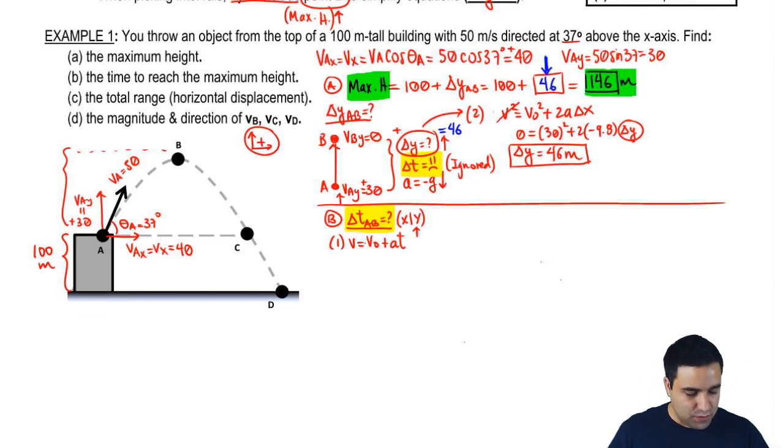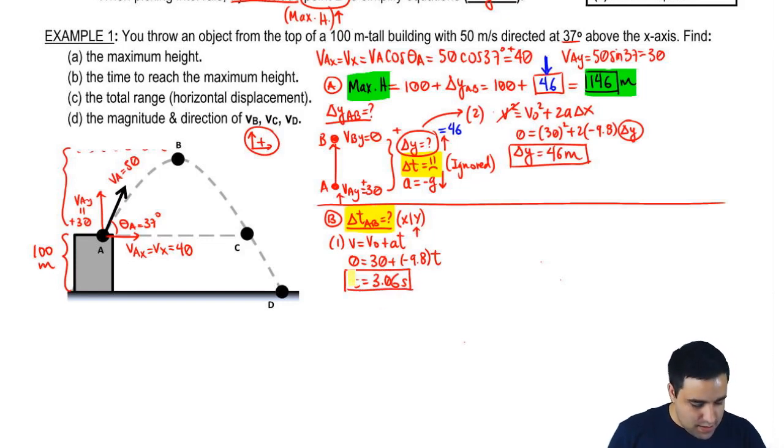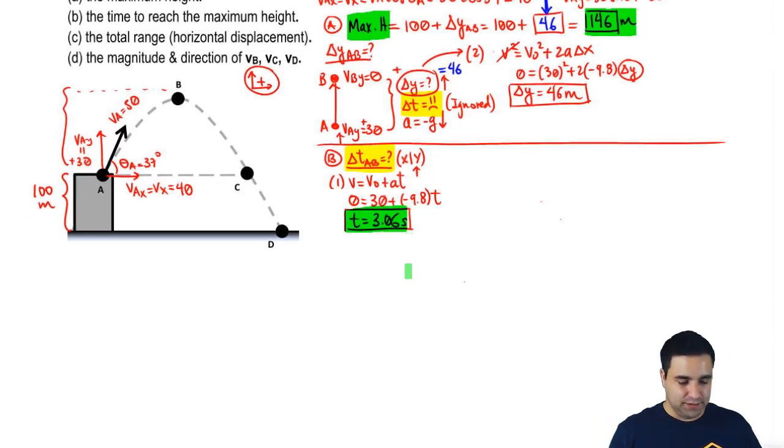The final velocity, we're talking about the y-axis as it goes up. The final velocity is 0. The initial velocity is 30. The acceleration is negative 9.8 t. And if you move things around, you get that t is 3.06 seconds. All right. And this is the answer to part B. That time is 3.06 seconds.